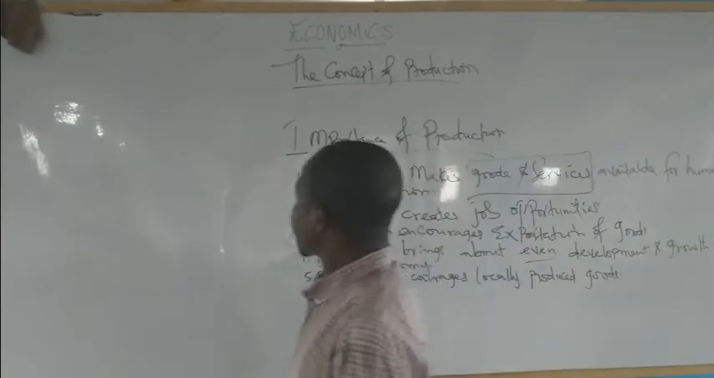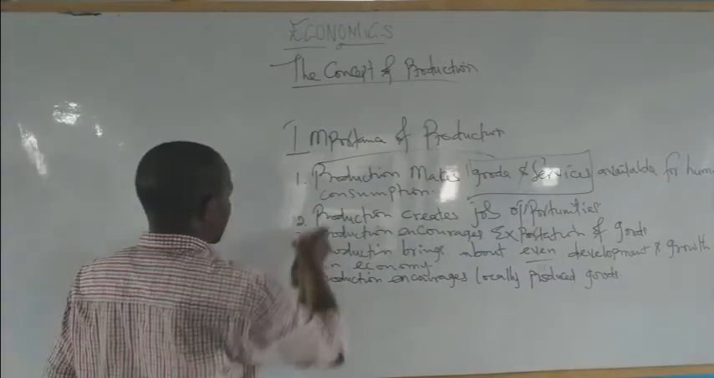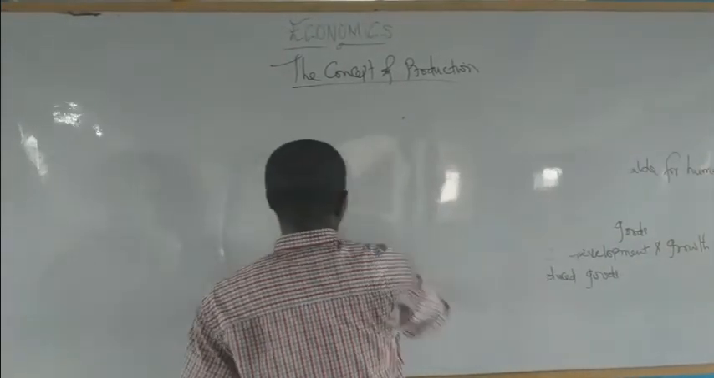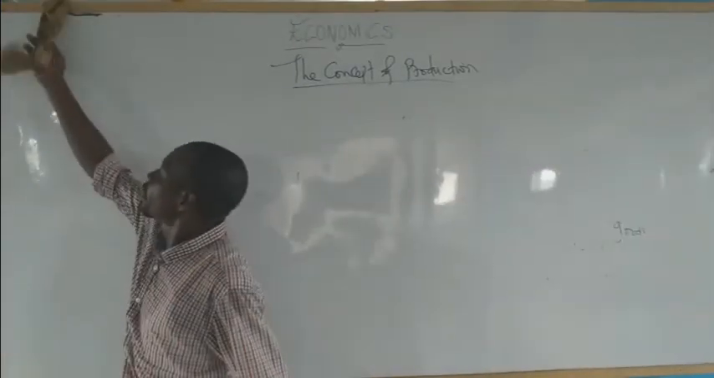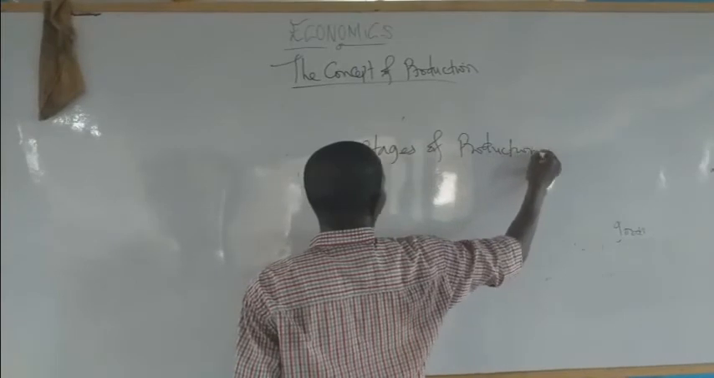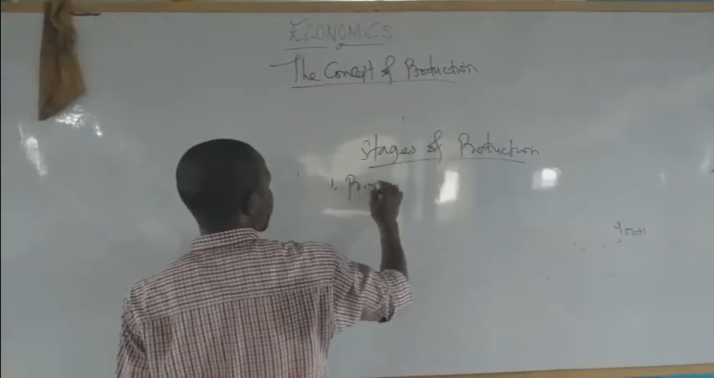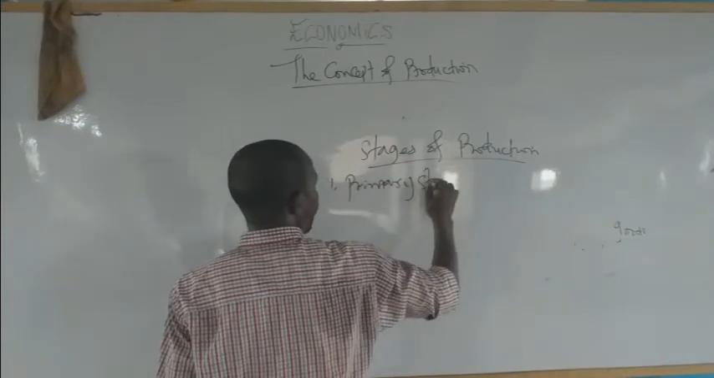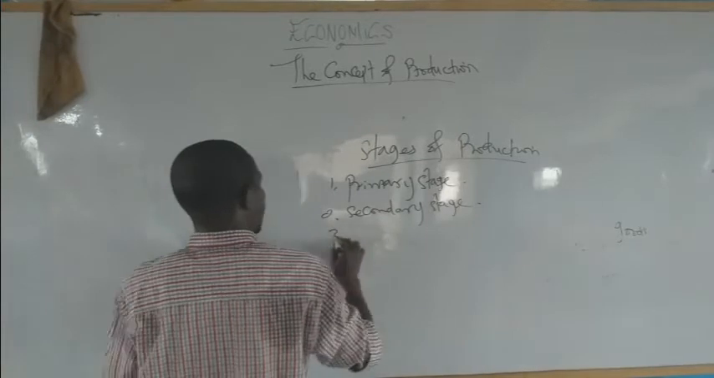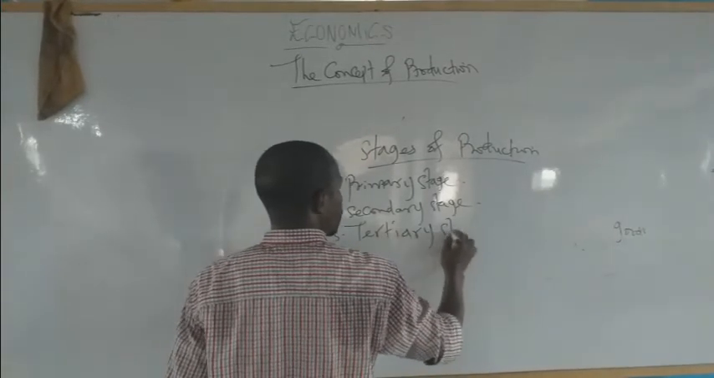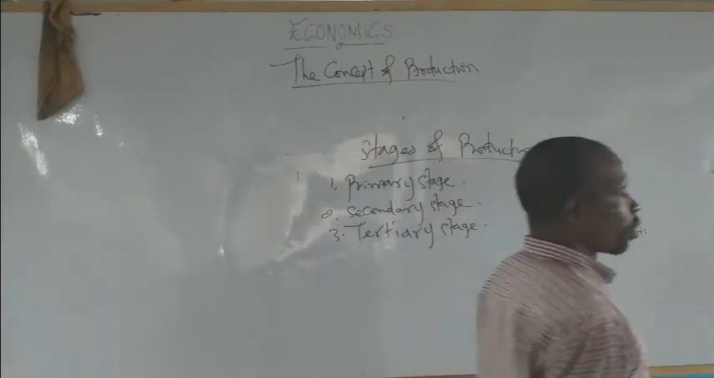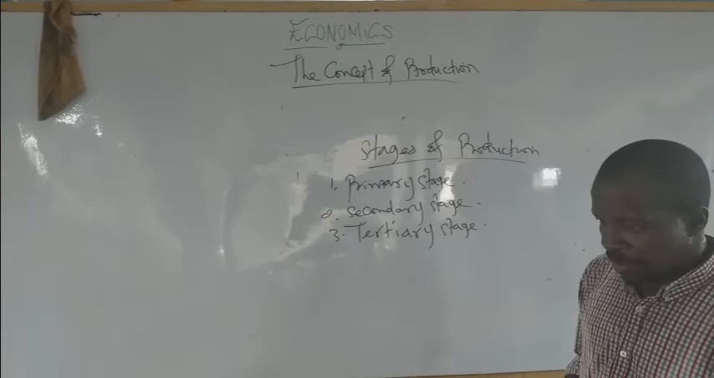So away from this, we're going to be looking at stages of production. Quickly. Production is divided into three stages. Production is divided into what? Three stages. One, we have the primary stage. Two, we have the secondary stage. Three, we have the tertiary stage. Now, I know we must have been taught something like this, but most of us do not understand the differences. So we're going to explain that quickly now.